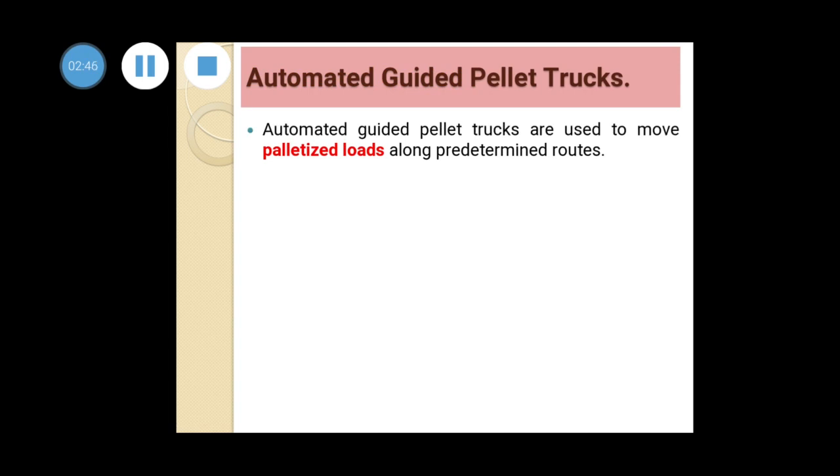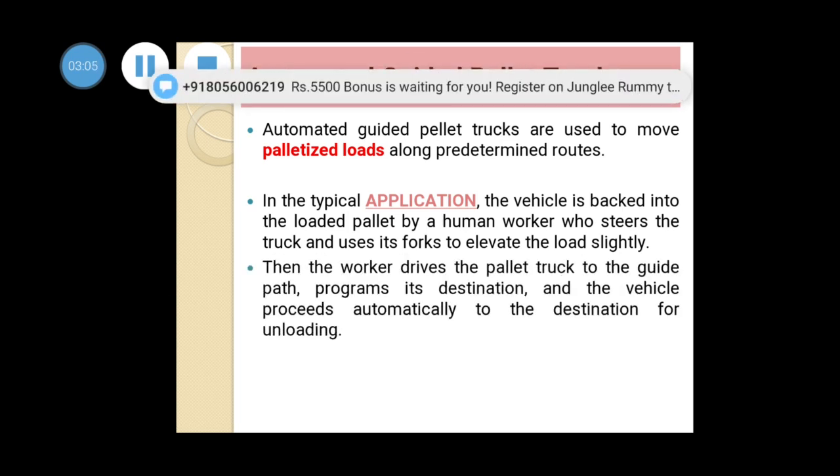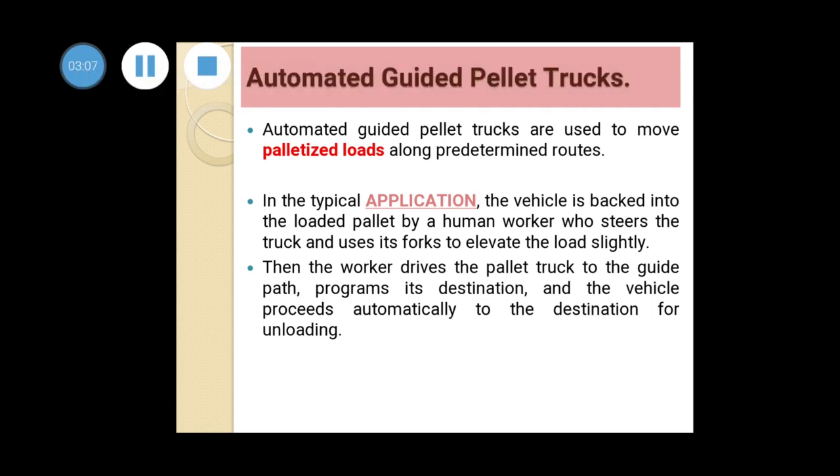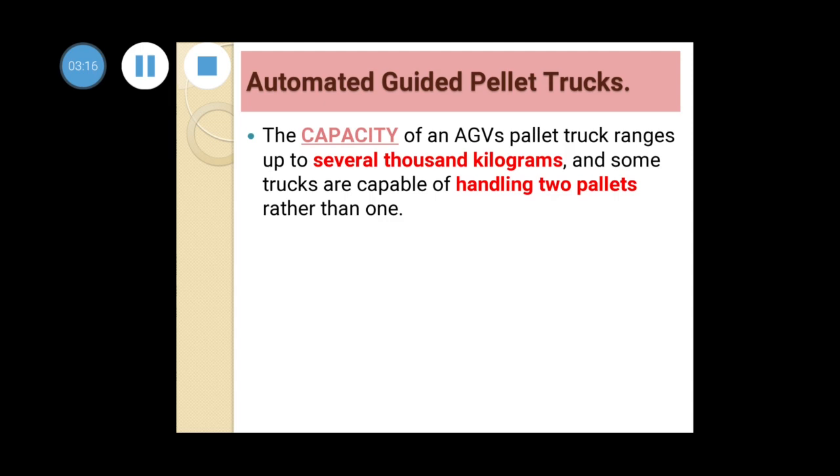Automated guided pallet trucks. Automated guided pallet trucks are used to move palletized loads along predetermined routes. In a typical application, the vehicle is backed into the loaded pallet by a human worker who steers the truck and uses its forks to elevate the load slightly. Then the worker drives the pallet truck to the guide path, programs its destination, and the vehicle proceeds automatically to the destination for unloading. The capacity of an AGV pallet truck ranges up to several thousand kilograms, and some trucks are capable of handling 2 pallets rather than 1.